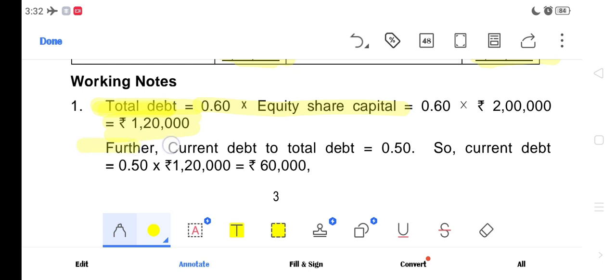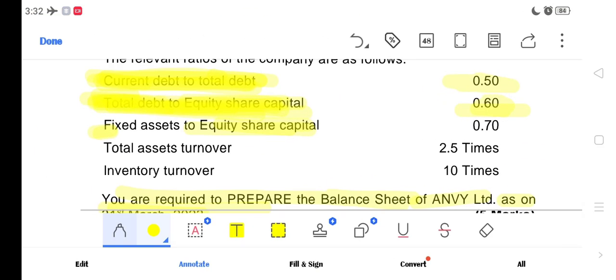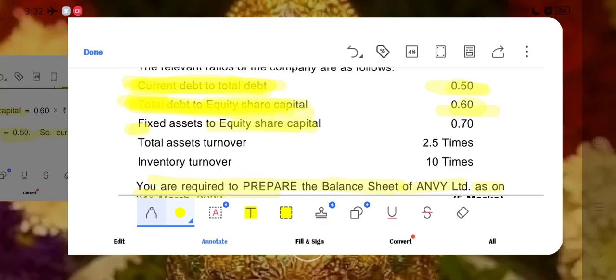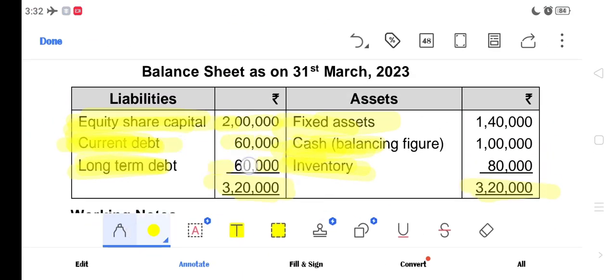And further, current debt to total debt they have given, no, 0.5. So current debt is equal to 0.5 of 1,20,000, which is 60,000. So see here, total debt we got 1,20,000. If you substitute here, current debt you will get 60,000 and other debt you will get 60,000, because it is 0.5, which is 50%. So current debt 60 and long term debt 60, 50-50. Current debt 50%, that is 60,000, and long term debt 60,000, right?